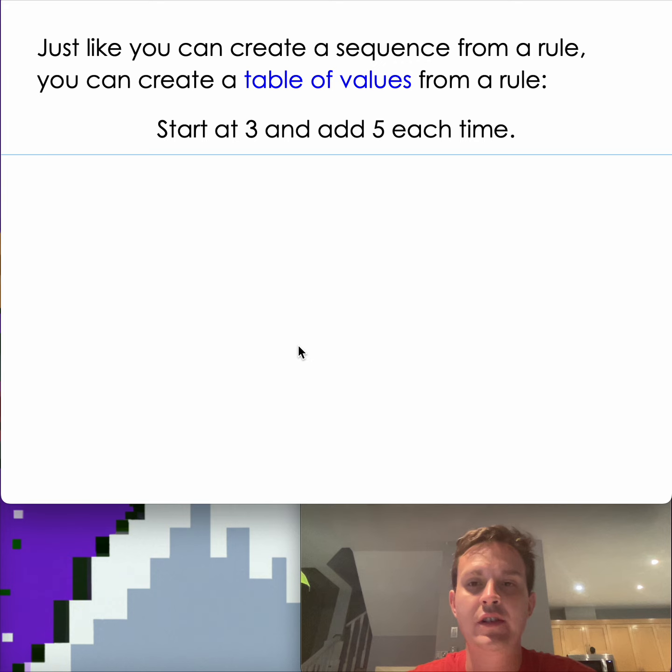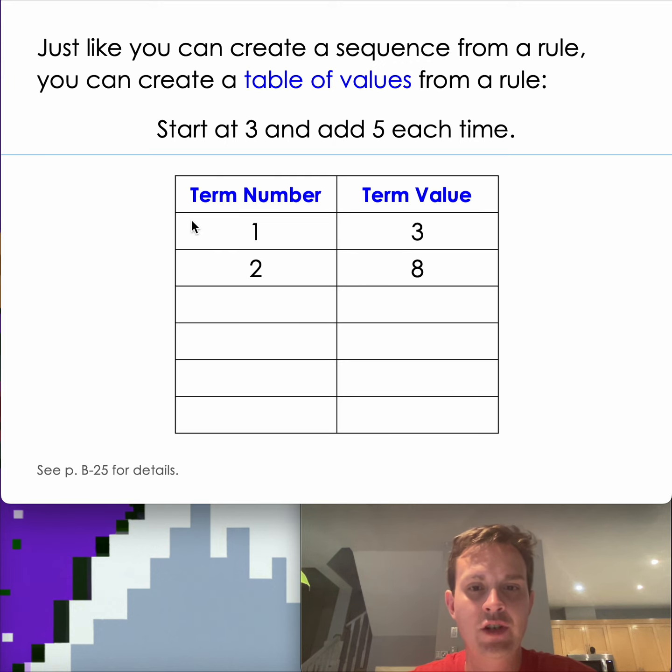All right, so just like you can create a sequence from a rule, you can create a table of values from a rule. So we have this rule here. Start with 3 and add 5 each time. So you want to write the term number in one column and the term value in the other column. And you can see there's our table right there. So in this first row, the first term is 1 and the term value is 3. And then the second term is what? 8. Okay, so how do you get from 3 to 8? Well, you add 5. So the second term number, 2, is 8.